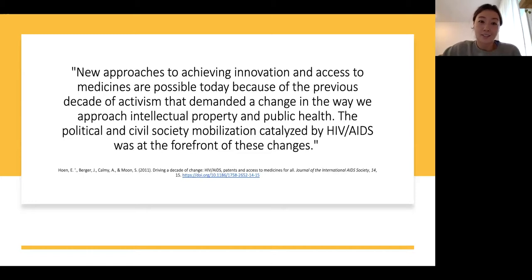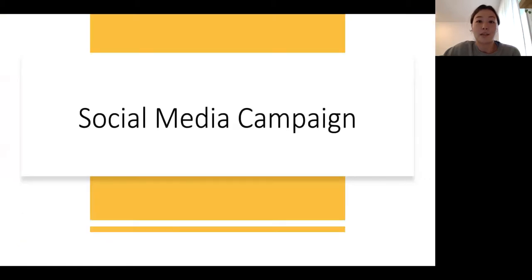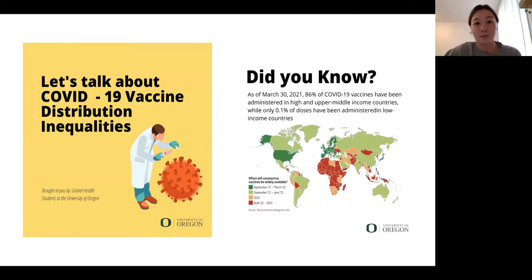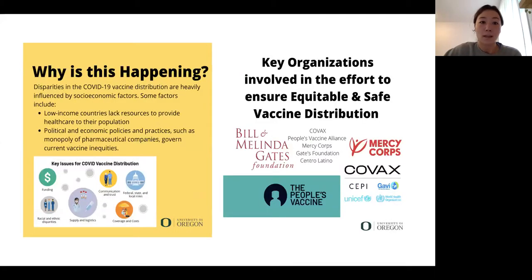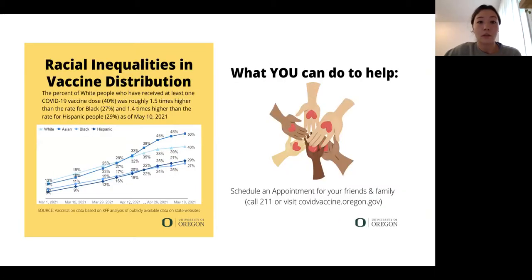Following the activism of the HIV epidemic, our group created a social media campaign to help educate and push our local community to help get as many people as possible vaccinated as quickly as possible. So here you'll see our social media campaign that we created. We have Let's Talk About COVID-19 Vaccine Distribution Inequalities. Did you know? Facts about the global distribution. Why this is happening and key organizations involved. Racial inequalities regarding vaccine distribution. And then ways that you and I and everyone around us can help.